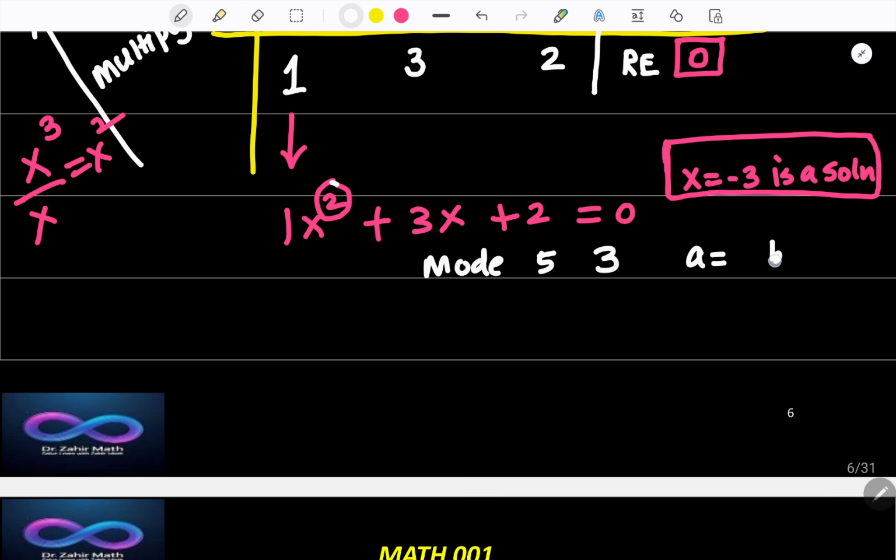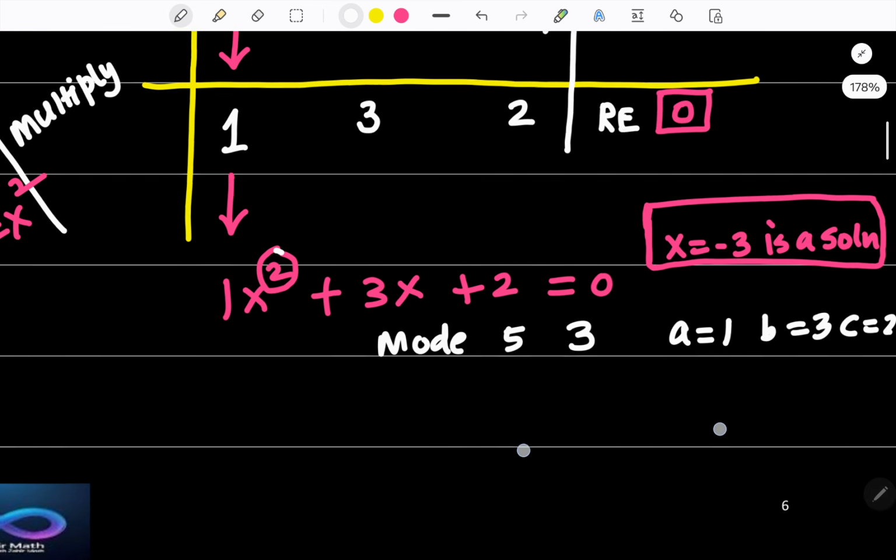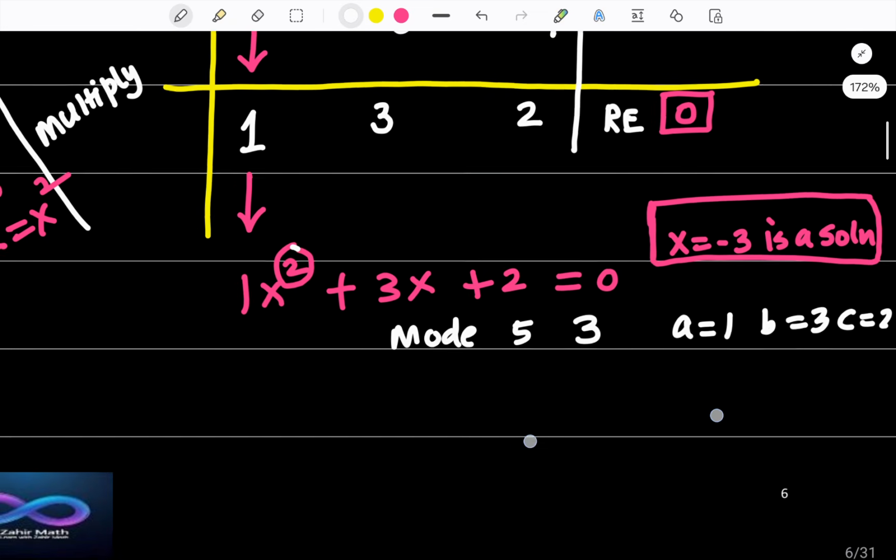A is equal to, B is equal to, C is equal to. A is the coefficient of x square. B is the coefficient of x. C is what? The number. Okay, right. C is the number. Let me write clearly.